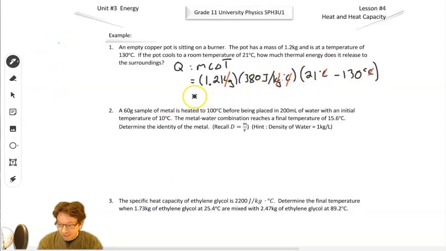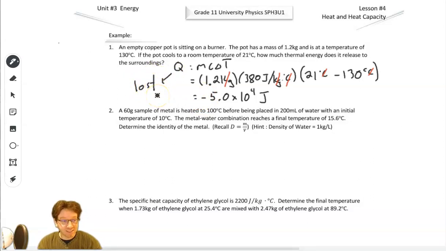And if we plug this into our calculator, we would get minus, using correct significant digits, 5 times 10 to the 4 joules. So where's the minus coming from? The minus represents that heat has been lost, right? Not gained. The system has lost that amount of energy, which makes sense because our pot has gone from a temperature of 130 and cooled to a temperature of 21 degrees.